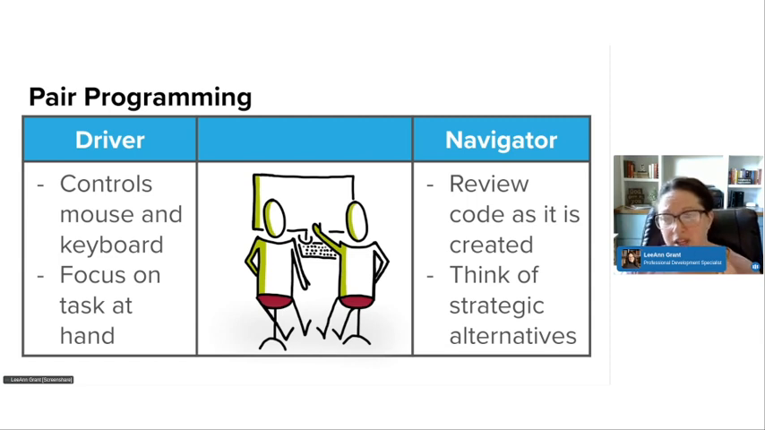So these roles can be reversed many times as you're going. So this is the driver, and the driver is actually typing. And then you have the navigator who is saying, hey, you know what, go back and change this, or maybe we can do it this way to make things more efficient. And then you can switch back and forth.